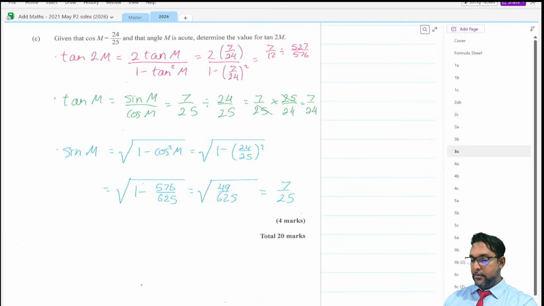Right, so where does the sine come from? If you have cos, to find sine, you go back to sine squared plus cos squared is 1. So if sine squared plus cos squared is 1, to find sine squared, you do 1 minus cos squared. And if you want sine, you take the square root of that.